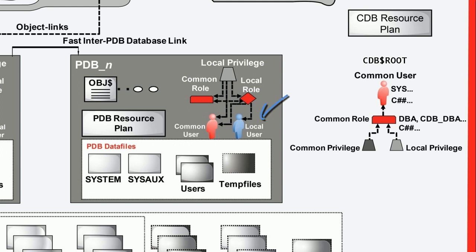Local users exist at the pluggable database level, and they are local to that container. Based on privileges, they can only access objects inside that pluggable database. It is possible to access objects in another pluggable database using fast inter-PDB database links. Same rules apply to local roles. A local privilege can be granted to a local user or local role.